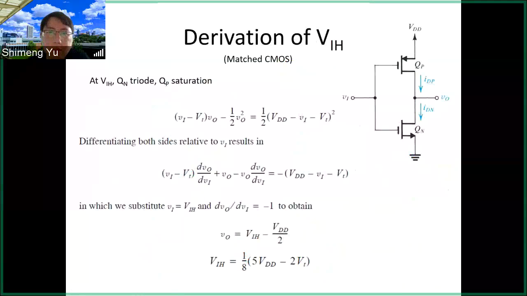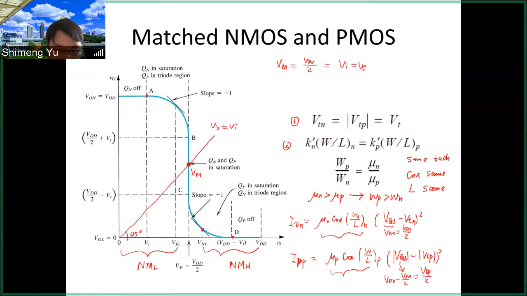Alright, then let's derive the VIH. So what is VIH? VIH is this number here. So that is defined as the input voltage high. So we want to calculate what is VIH. And again, in this segment from C to D, here the PMOS is in the saturation, NMOS is in the triode. So we need to use this condition to derive the VIH.